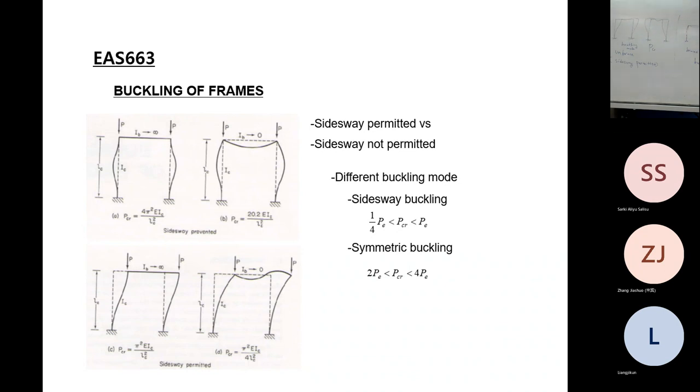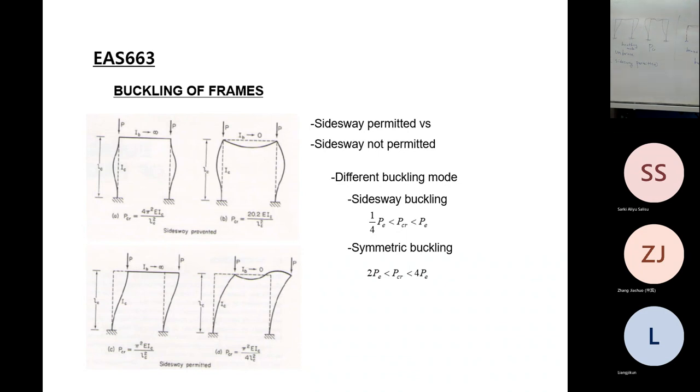Now, in the same way, for the extreme one, we consider a very deep beam. That means IB approaching infinity. So when IB approaching infinity, it is like a fix where rotation is not allowed, because if you have a very deep beam, the rotation here is almost zero. So it's like a column with one end fixed and the other end allowed to translate, but not allowed to rotate.